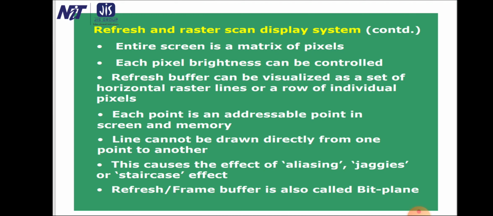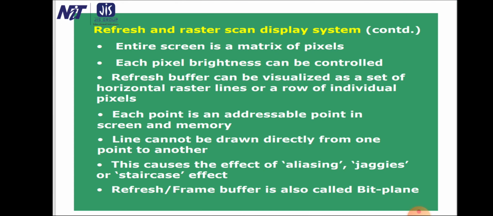Now if we talk about the refresh raster scan display system, the entire screen is a matrix of pixels. Each pixel's brightness can be controlled. Lines cannot be drawn directly from one point to another. There are several line drawing algorithms available. This causes the effect of aliasing, or jaggies, or the staircase effect. That means a line cannot be drawn directly from one point to another.